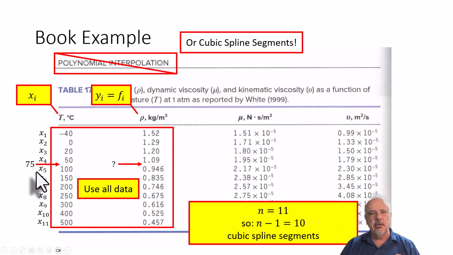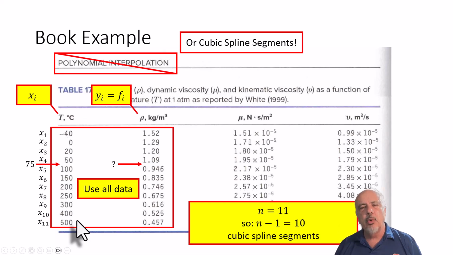And that particular cubic spline is the one that we would use to figure out the predicted value for density corresponding with 75. So that's what it is. We use all of the data and fit cubics between each pair of points. For this example, we have 11 data points, so we're looking at figuring out 10 cubic spline segments.